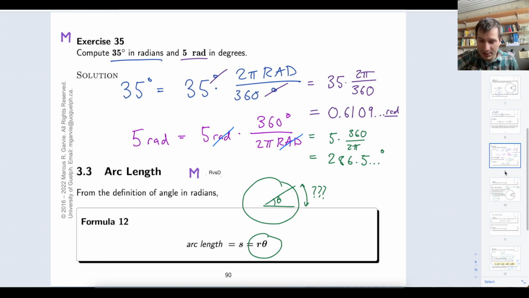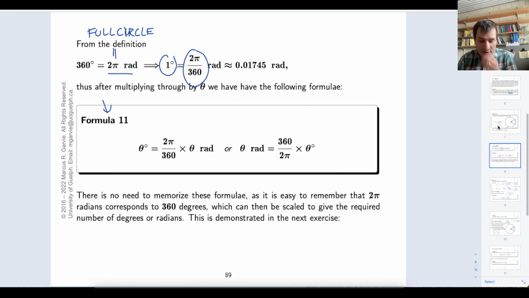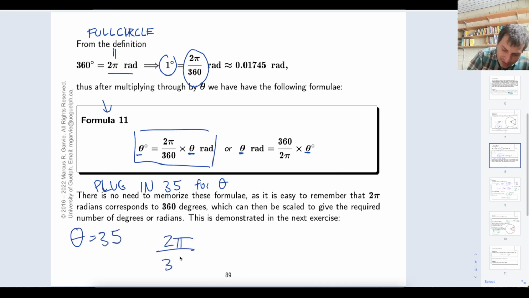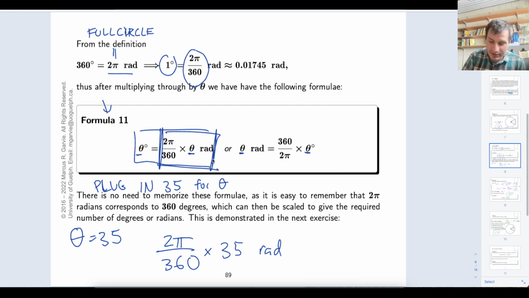On the example on the next page, we converted 35 degrees to radians, and I did it a certain way. The way you're supposed to do this is when you see theta, you're supposed to think of the number 35. So you plug in 35 for theta. If theta equals 35, you get 2 pi divided by 360 times theta. Theta is 35, radians. That is what it says over here.